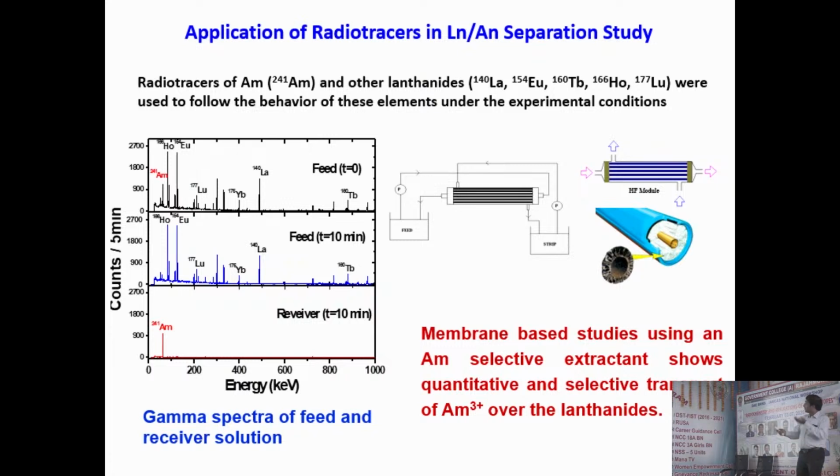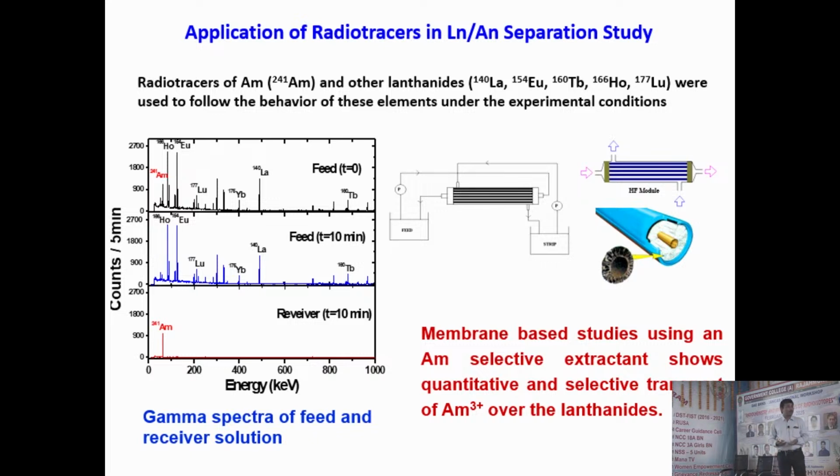Now, consider this application of radiotracers in lanthanide and actinide separation studies in our reprocessing plant. After irradiation of the fuel in the reactors, if you dissolve it, half of the periodic table elements will be there in our reprocessing solutions. But suppose you want to separate one element of interest, say americium, for some other purpose.